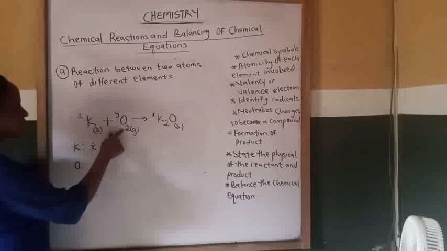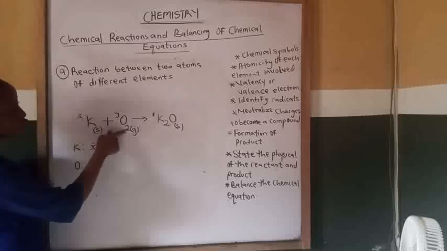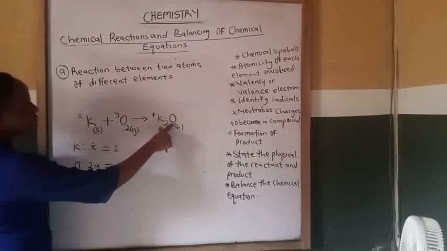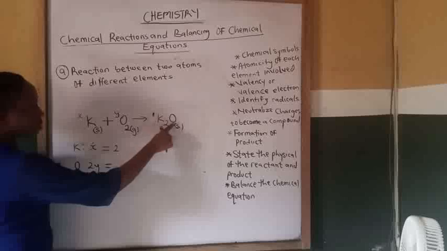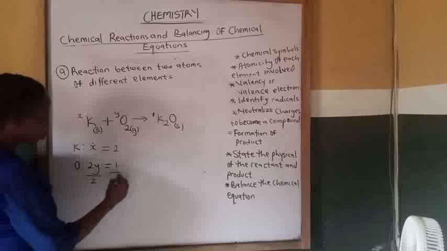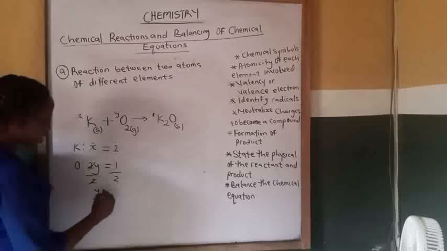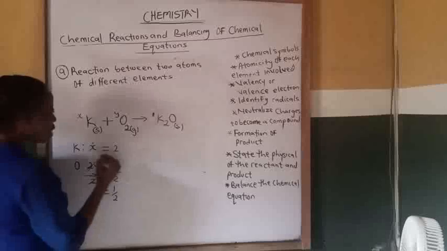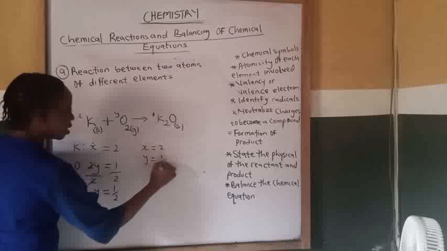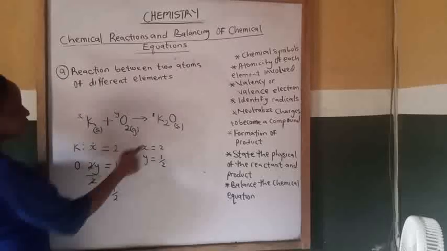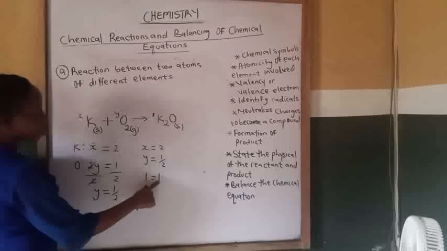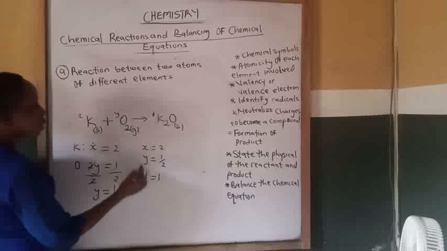Then oxygen. On this side, we have 2 oxygen. So 2 times our coefficient, that's 2y, equals, then how many oxygen on this side? That is 1. 1 times 1 oxygen, that is 1. So we divide both sides by 2. So y equals half. So if x equals 2, y equals half, then the coefficient 1 equals 1. Now, x equals 2.